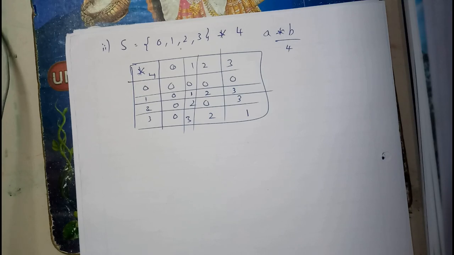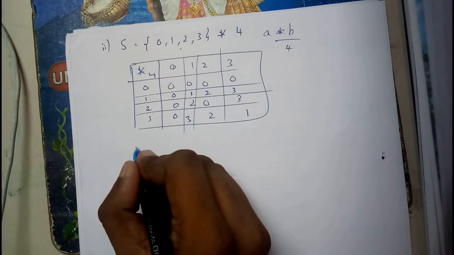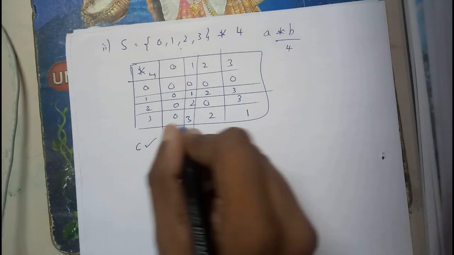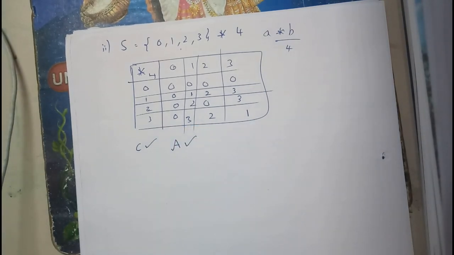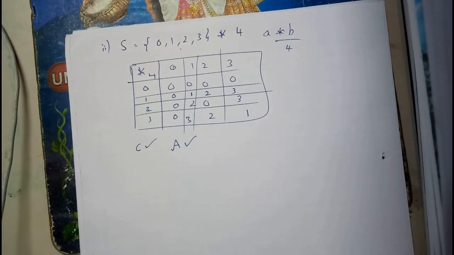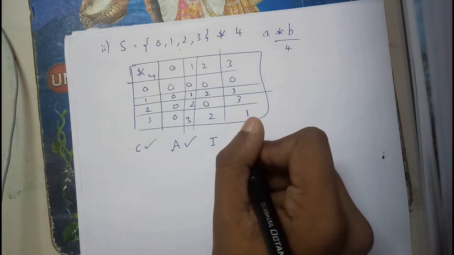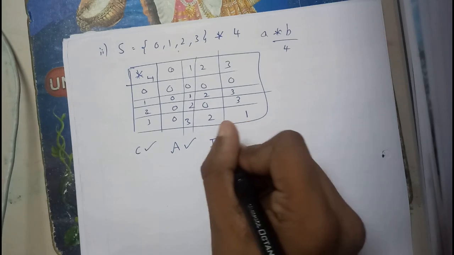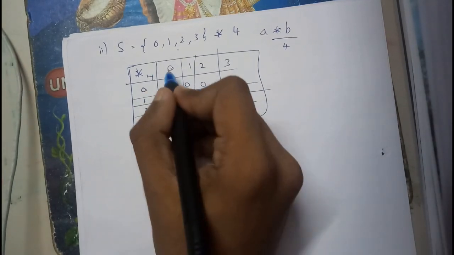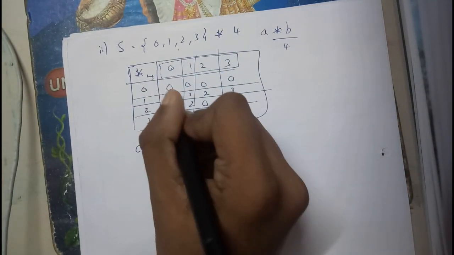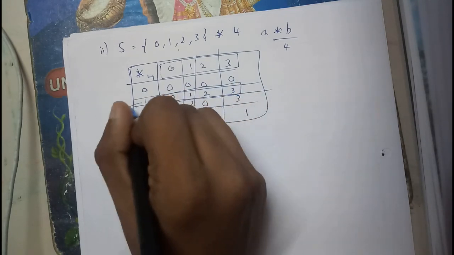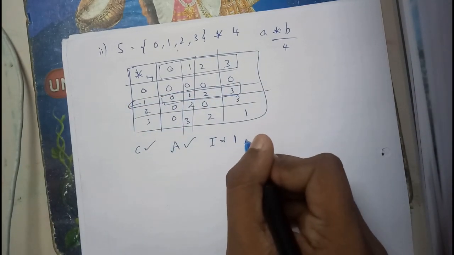Closure property. It should include only 0, 1, 2, 3. Yep. Closure, it's perfect. Associative. Multiplication follows the associative law. I have clearly told you. Next, identity. I have told you that for star the identity is 1. Let's recheck it. 0, 1, 2, 3. That column is repeated right here at the row 1. So identity is 1. Fine.